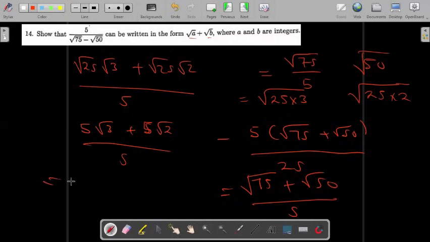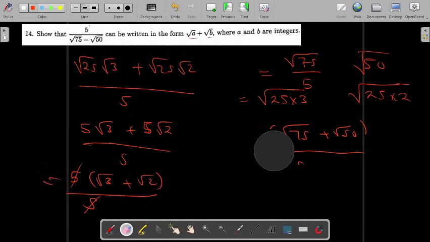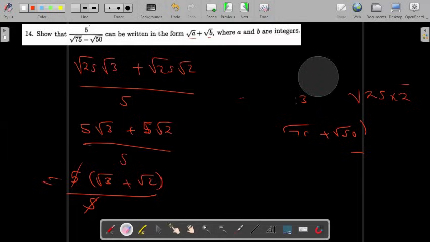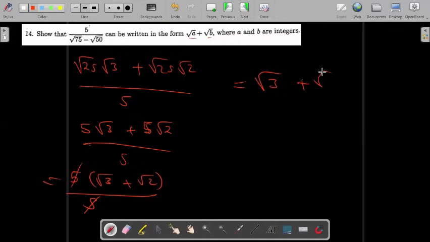So there's that 5 there, then you just have square root of 3 plus square root of 2. Then you have your 5 in your denominator there, and this 5 divides into that 5. Then this just nicely cleans up to whatever they are asking us in our question. This will be equal to root 3 plus root 2. And of course, this is our final answer.